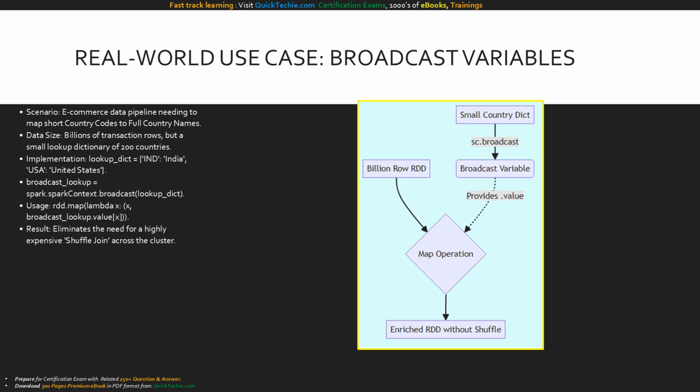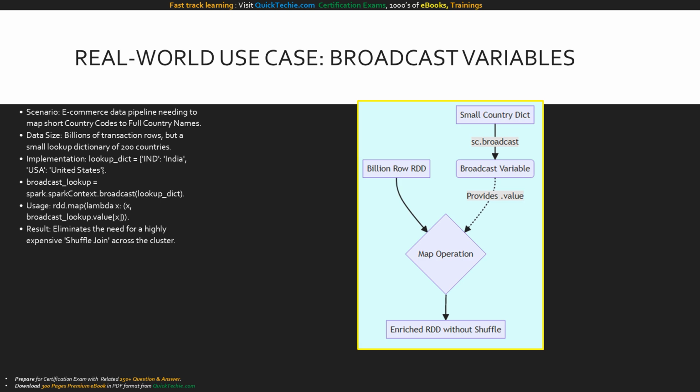You take your small Python dictionary of 200 countries and call spark.sparkContext.broadcast. You then use a simple map function where you access the dictionary using .value. You have just successfully performed a map-side join, entirely avoiding the network shuffle and accelerating your job exponentially.